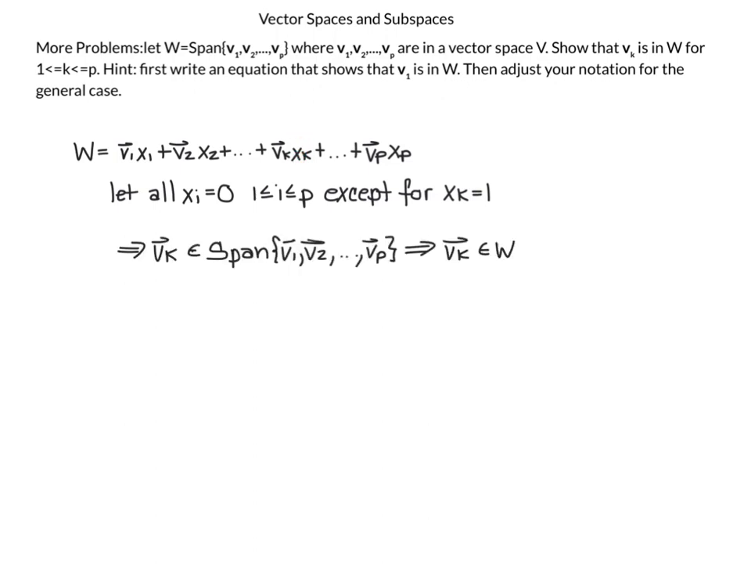So what I have done is I've written a linear combination of the p vectors that's equal to v sub k. And my linear combination is where all the x sub i are equal to 0, except for this one, x sub k, which is equal to 1. So that's allowed. It's a linear combination. So what I have is v sub k is in the span. It's a linear combination of these vectors, so it's in the span of these p vectors, which implies that v sub k is in W.